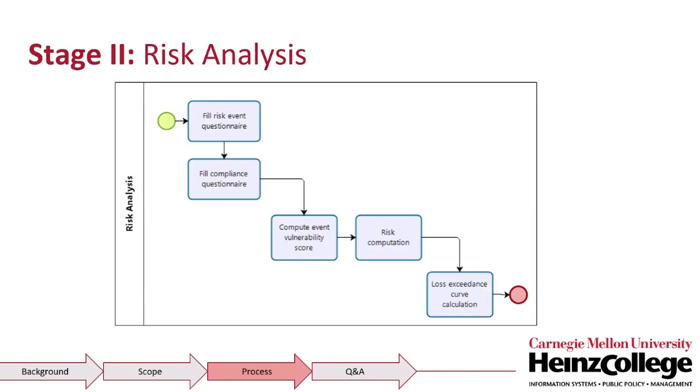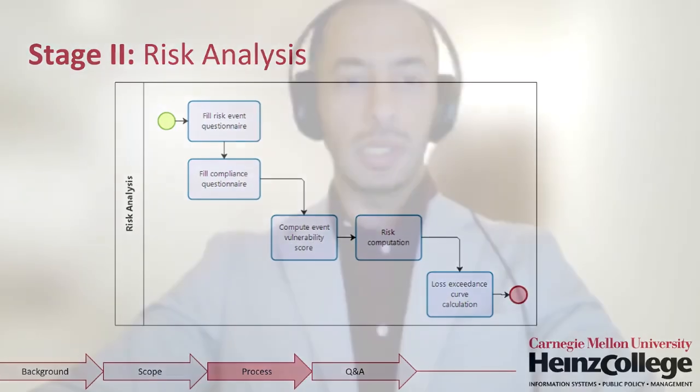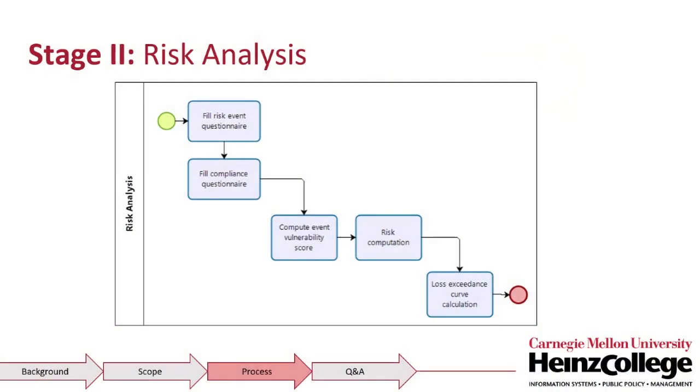So for stage 2, the main objective of the stage is to use FAIR framework to compute the risk and calculate the loss exceedance curve. This stage will undergo 5 main steps. First, the organization will need to fill in a NIST compliance questionnaire and a risk event questionnaire, which are depicted from NIST 853 controls and OCTAVE Allegro templates. Then we will calculate the threat vulnerability score based on the information collected from the questionnaires. And finally, we'll conclude the stage by being able to compute the risk and calculate the risk exceedance curve.